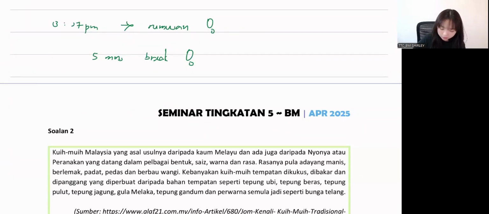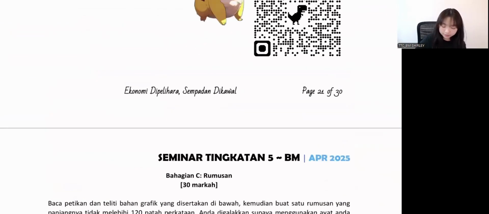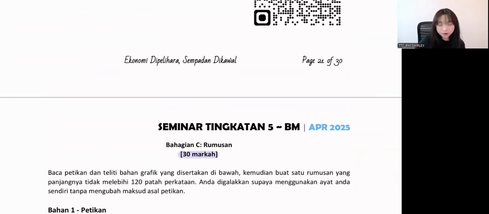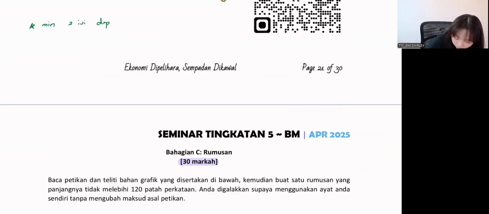Then, this one, rumusan. Okay, for rumusan, right? 30 marks, you will need to spend 25 minutes and above. So first of all, for the rumusan, it's like a summary part. So for this rumusan, always remember a statement. So the statement here is what? Minimum dua isi, daripada kategori yang sama, it will be your focus.